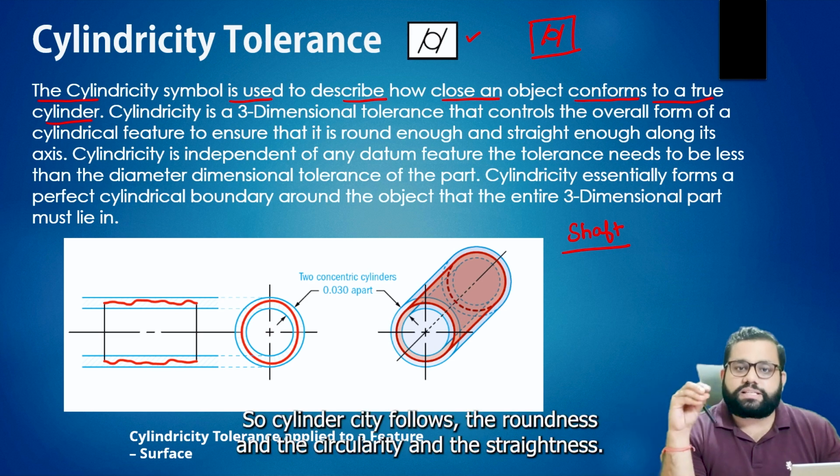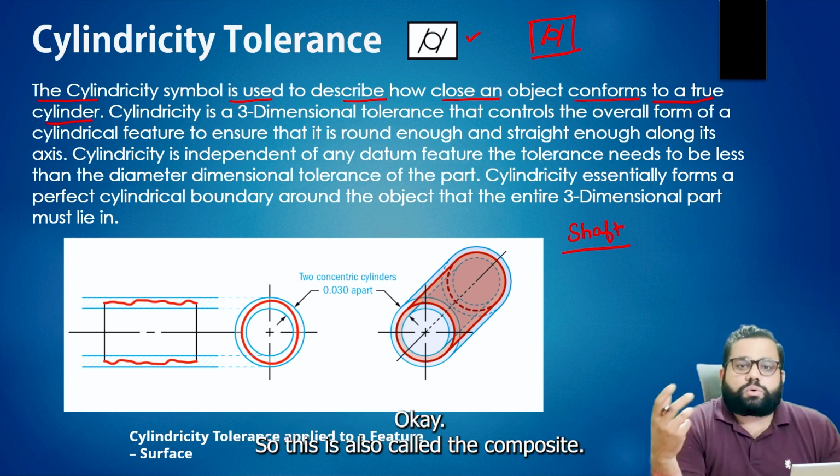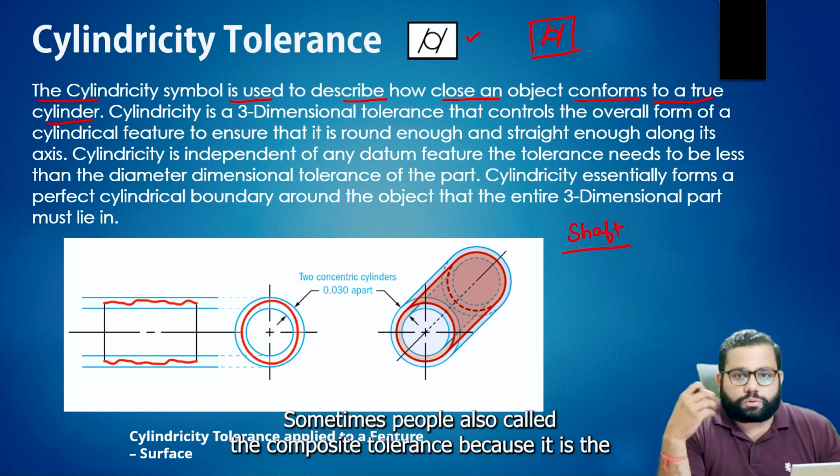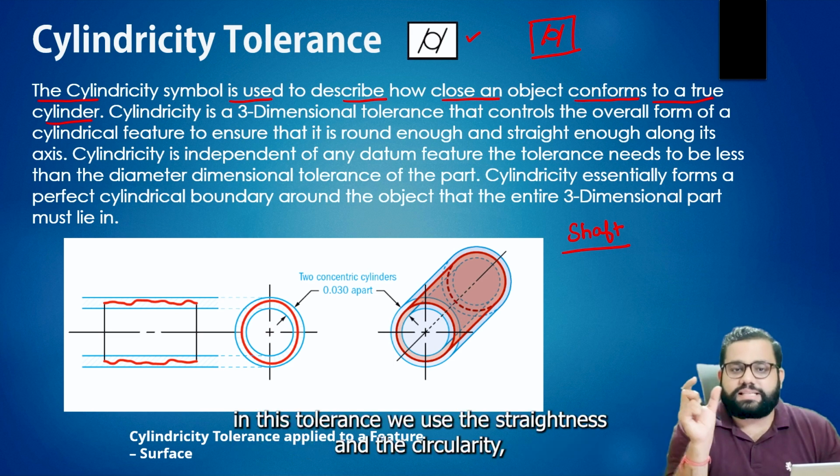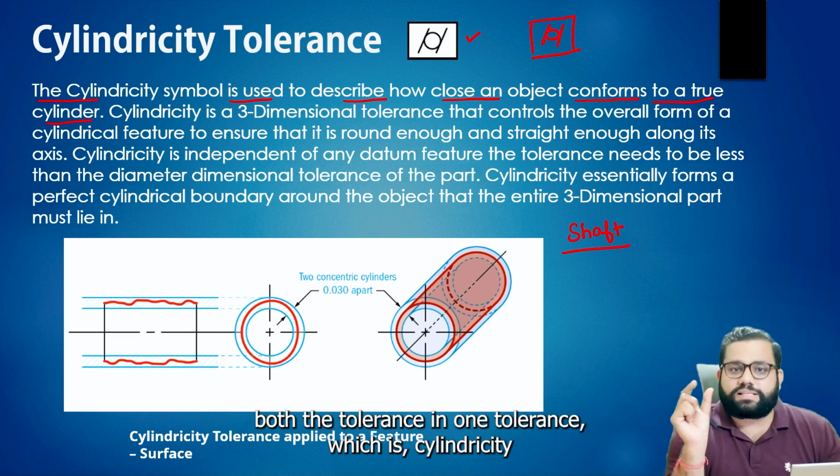Cylindricity follows the roundness, the circularity and the straightness. This is also called the composite tolerance, because in this tolerance we use both the straightness and the circularity in one tolerance, which is cylindricity.